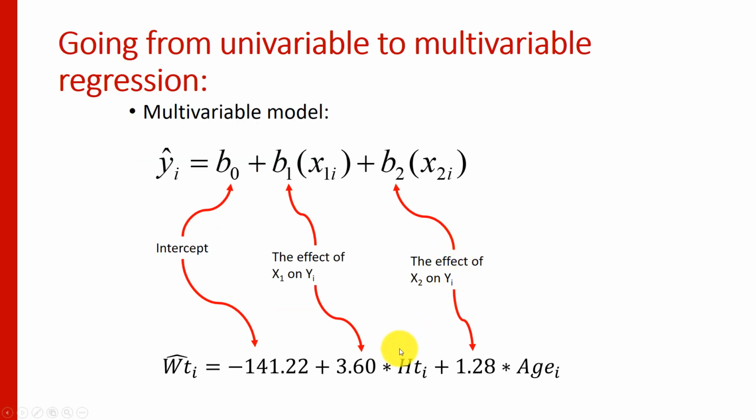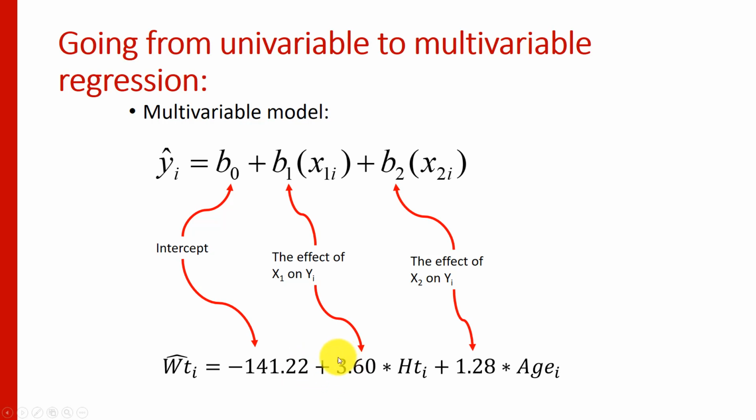Now, if we actually fit this using the data in the book, you'll find that we get parameter estimates that look like this. Here I've rounded things off to 2 decimal places, but we get an intercept of negative 141.22 plus 3.60 times height plus 1.28 times age. So the estimated weight for a student of 0 height and 0 age is negative 141.22. Not particularly interesting, not a very realistic number.